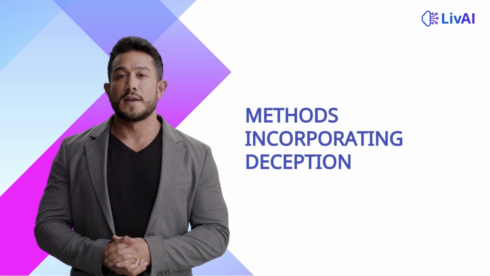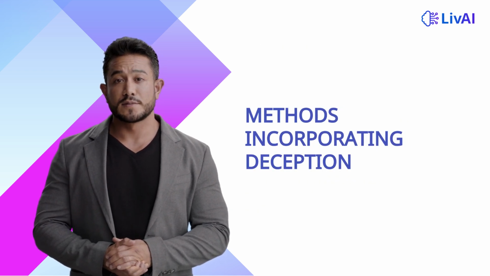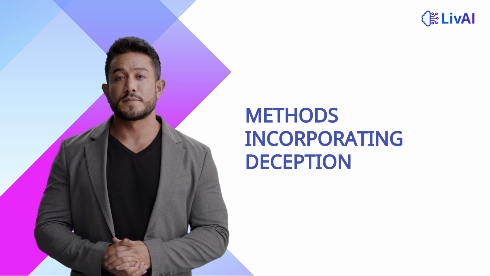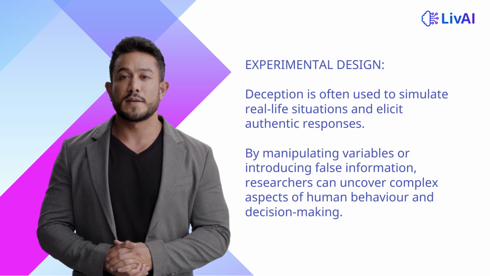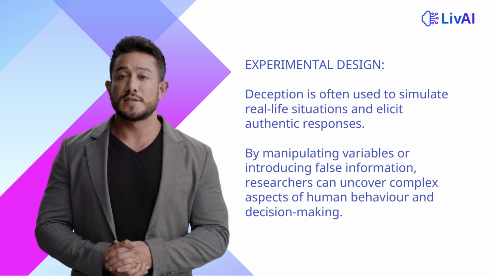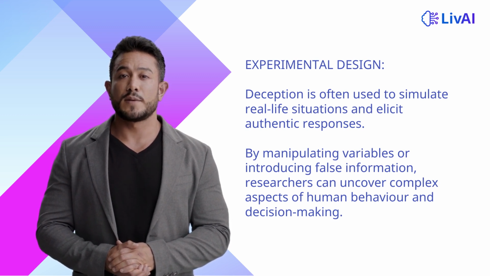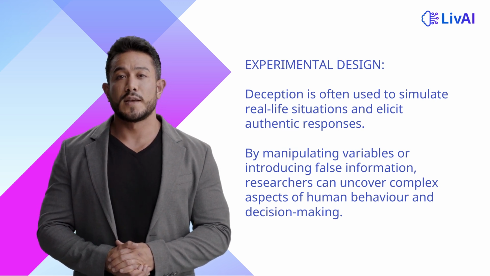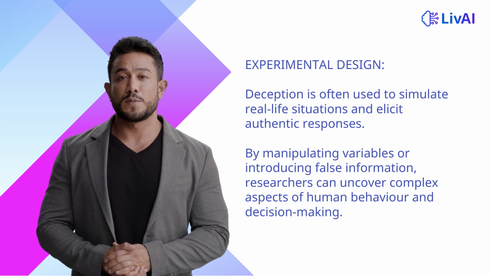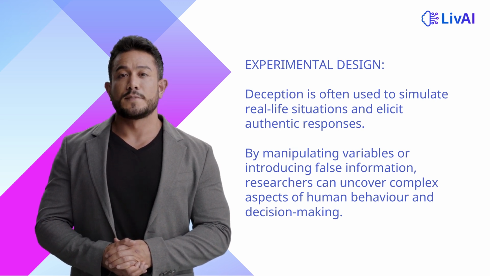Deception can be integrated into various research methods, depending on the study's objectives. Some common methods include experimental design. Deception is often used to simulate real-life situations and elicit authentic responses. By manipulating variables or introducing false information, researchers can uncover complex aspects of human behavior and decision-making.